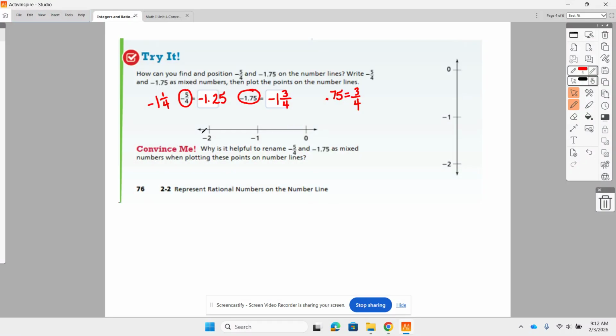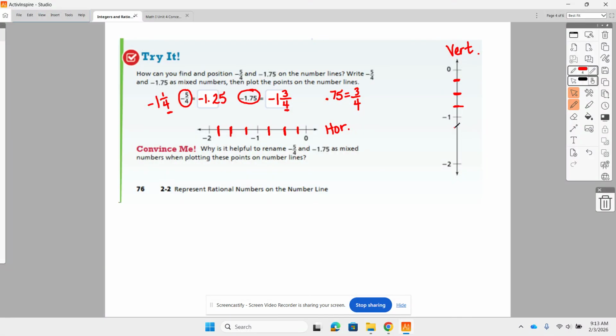Okay, so we can break this number line into more detail. We're going to break it into fourths to put these on the number line. And we can do the same thing on a number line that goes up and down as well. So this is a vertical number line. This would be a horizontal number line.